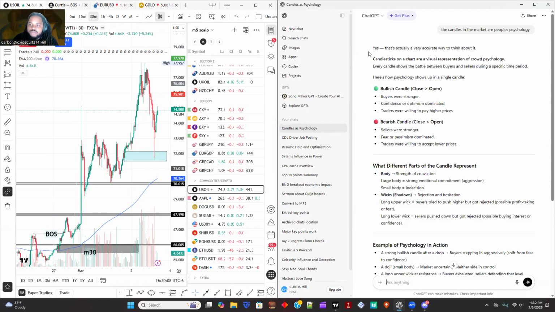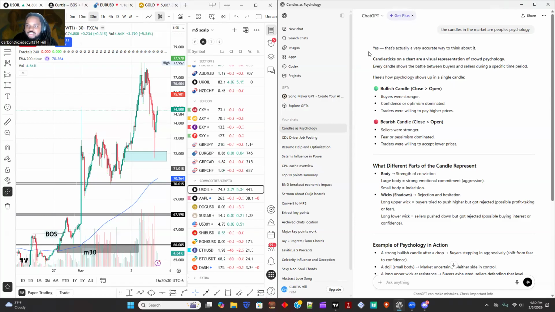Candlesticks on a chart are a visual representation of crowd psychology. You see what I'm saying? That's the crowd psychology of one end of the bank and another end of the bank. Bulls and bears, right? Every candle shows a battle between the buyers and the sellers during a specific time period, right? Which is what we trade, will be the New York.